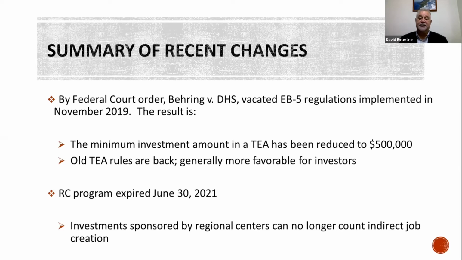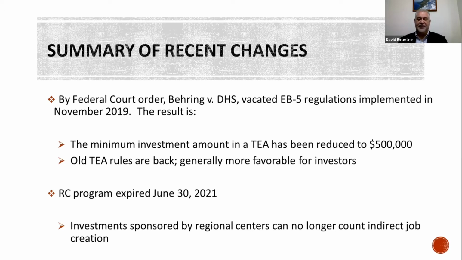That reverted us back to the pre-November 2019 regulations, which meant that the minimum investment amount dropped back to $500,000 or $1 million, which is where we are now. It also went back to the old targeted employment area rules, which are actually more favorable for investors because they allow developers, or investors themselves who want to set up businesses, a lot more flexibility in the areas where they want to set up a business and qualify. Right. So that's what happened from the federal court case. The most important being the reduction of the investment amount back to $500,000.